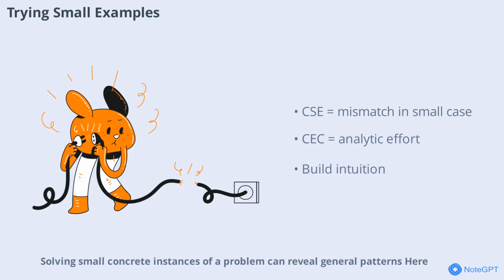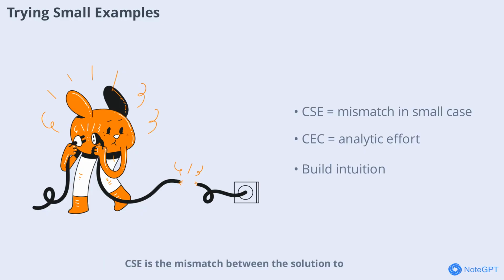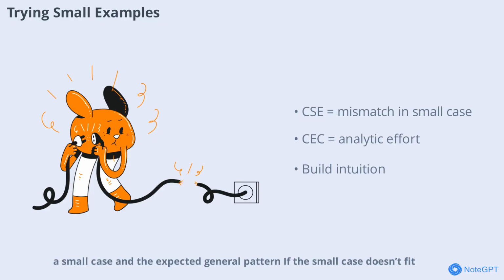Solving small, concrete instances of a problem can reveal general patterns. Here, CSE is the mismatch between the solution to a small case and the expected general pattern. If the small case doesn't fit, CSE is high. CEC then determines how much analytic reasoning or further testing to apply. If small cases show structure, CEC increases to encourage deeper analysis. If not, CEC drops and you might switch to brute force or another approach. This iterative process helps build intuition before scaling up.